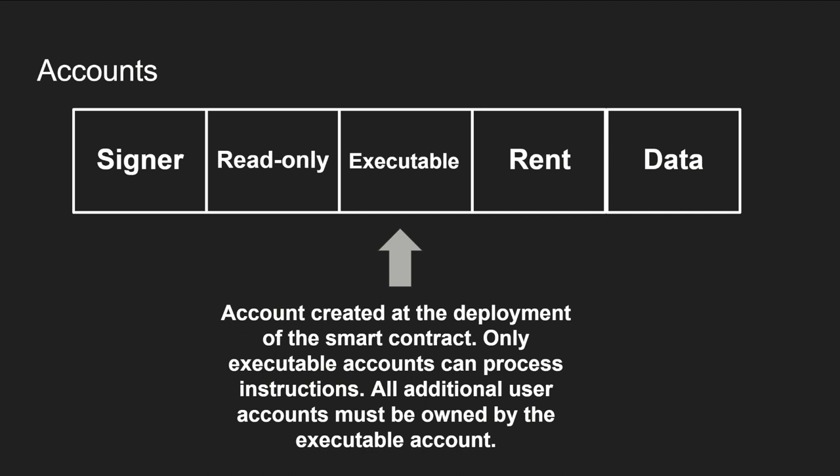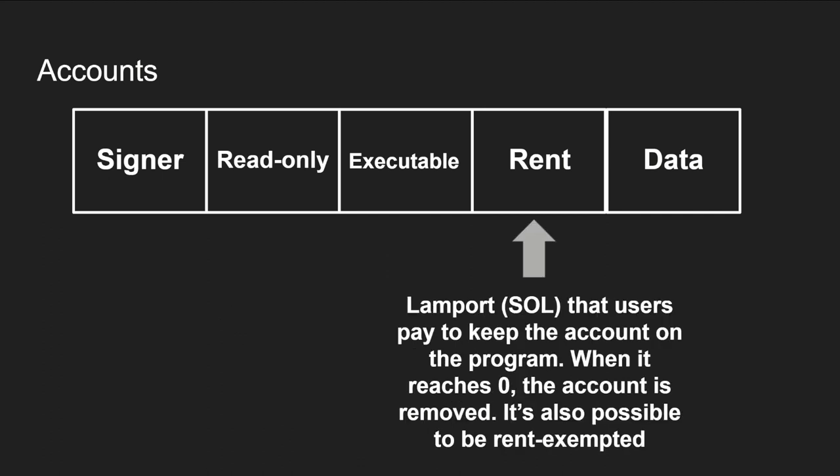It's ignored. Next up, we have something called rent. Rent is essentially Lamport, or just a very small amount of SOL, like 0.00001 SOL or something like that, that users have to pay to keep their account on the smart contract. When it reaches zero, the smart contract, like a garbage collector, will just remove the account from existence. Luckily for us, we can also make the account rent exempt, which basically just means that we're going to keep the account on the network forever.